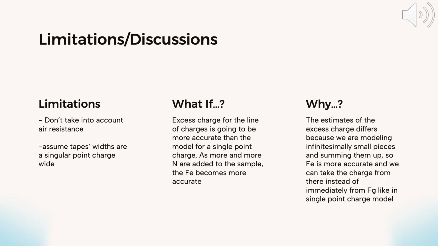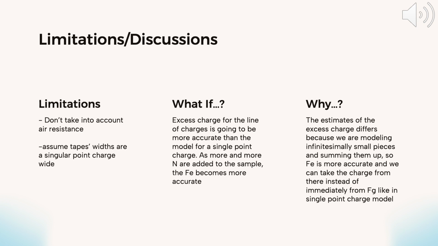Some of the limitations of this computational model are that we can't take into account air resistance, and we have to assume that the tape's width is a single point charge wide, but this is not true. And what if we modeled the charges as a singular point charge and then calculated Fe and Fg on that? Well, the electric force is not going to be entirely correct because in a line of charge we have multiple charges which can act on each other that we have to add up, but in the case of a singular point charge, there's just one.